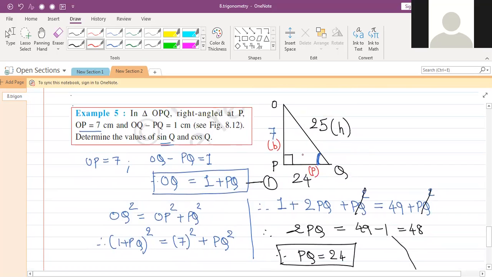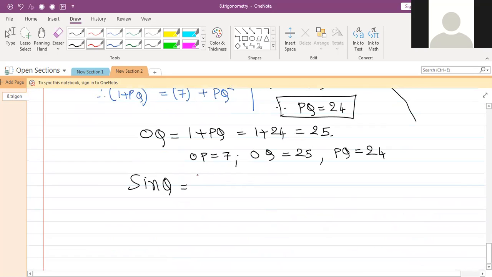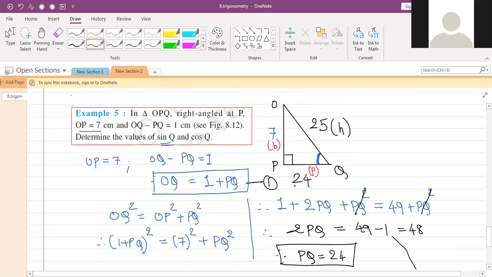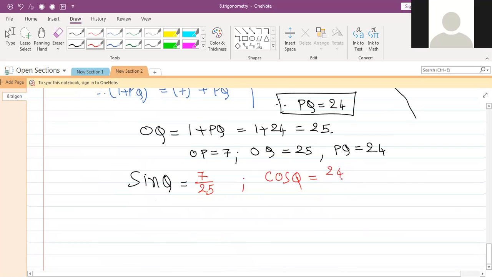And therefore that is opposite upon hypotenuse, that is 7 by 25. And similarly, we can also find cos q, that is perpendicular upon hypotenuse, or adjacent upon hypotenuse, that is 24 divided by 25. Right. Understand? Yes, sir.